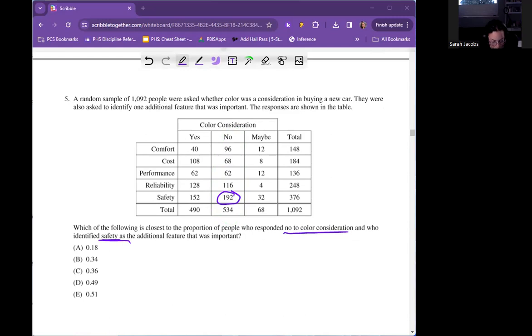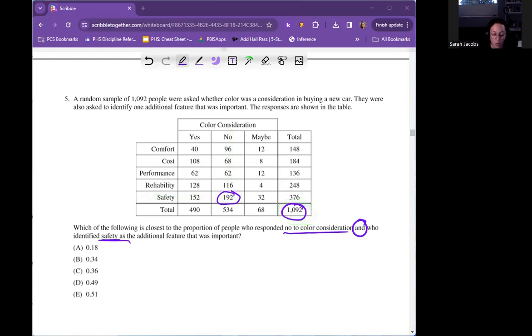And this "and" is important, because if we're looking for both at the same time, that means both out of everybody, right? So because this is "and" and not "given," we want the intersection of safety and no out of our total.